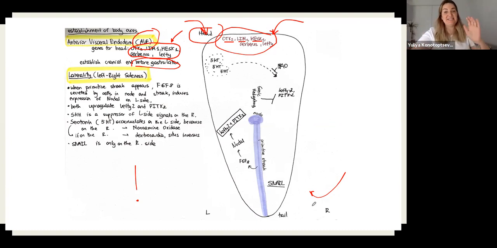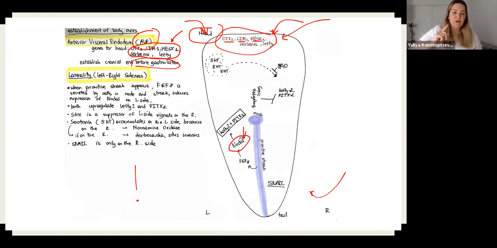To make sure that this is definitely the tail, the primitive node starts to express something called nodal. Sorry, it doesn't secrete it, it expresses it, it's a transcription factor. And nodal definitely pinpoints that this is the tail. So if I were to ask you which 5 genes are for the head, you're going to name these ones. If I ask you which gene is for the tail, you're going to say nodal. Nodal is the one that tells you this is the caudal end.